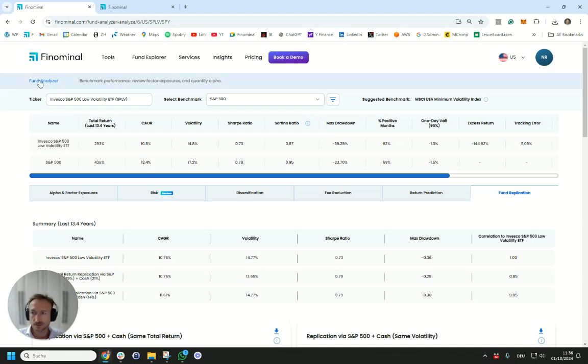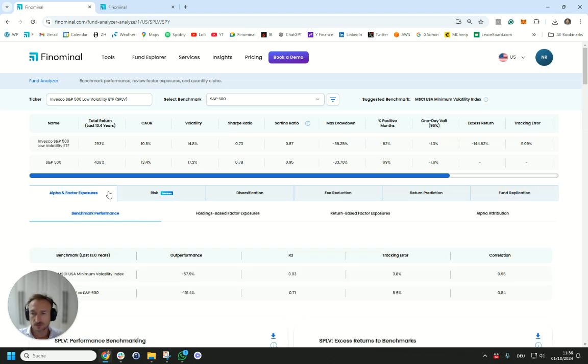Now, that's a demo for the fund analyzer tool. As you see, we have these different tools here, right? We discussed benchmarking, alpha exposures, risk, diversification, fee reduction, return prediction, and fund replication.